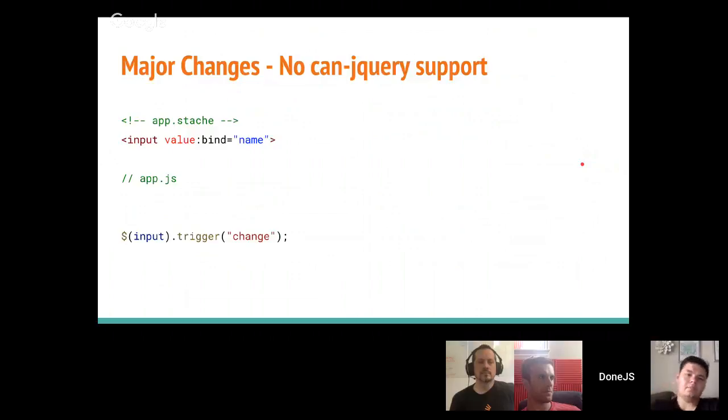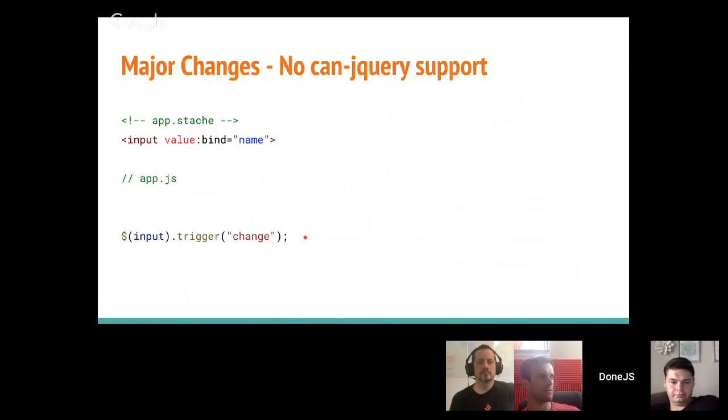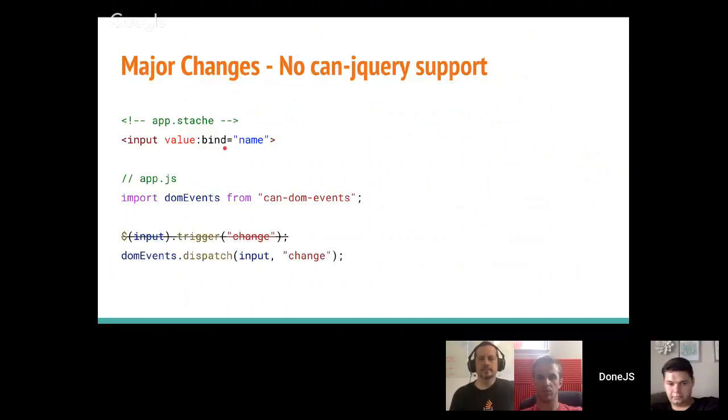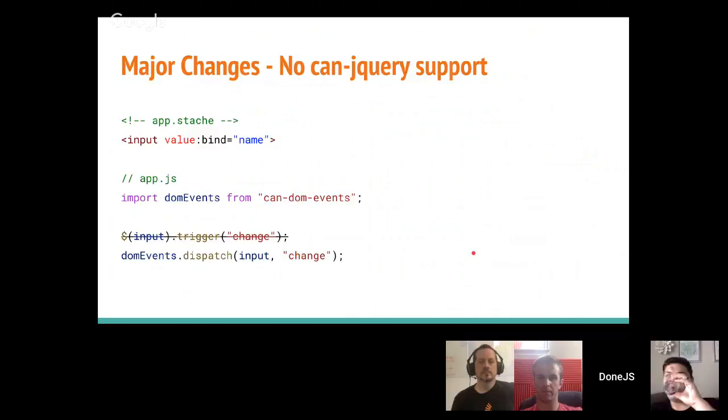Another situation where this might impact your code is if jQuery is being used to dispatch events. If you're using jQuery to trigger a change event and you want that to work in tandem with CanJS's binding syntax, this doesn't work anymore in 4.0. If you're doing this in your own code, it's an easy change to make. All you have to do is use CanJS's event system to dispatch that event instead of jQuery's trigger. If it's in third-party code, it's a little bit more work.